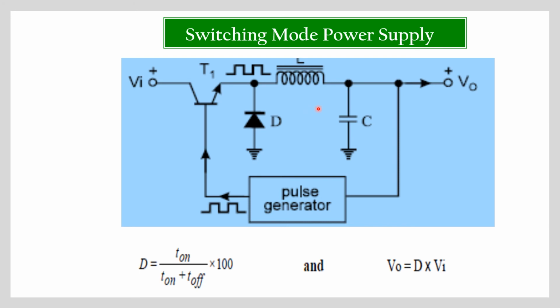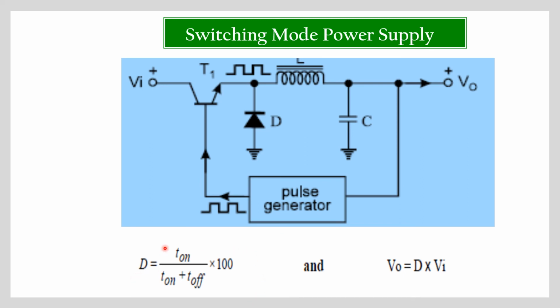The output of the pulse generator is a string of pulses which drives the base of the transistor. So when the base voltage is high, the transistor gets saturated, and when the base voltage is off, the transistor gets cut off, right? The duty cycle of the circuit is defined as the on time to the period of the transistor circuit, and it is readily available in a package.